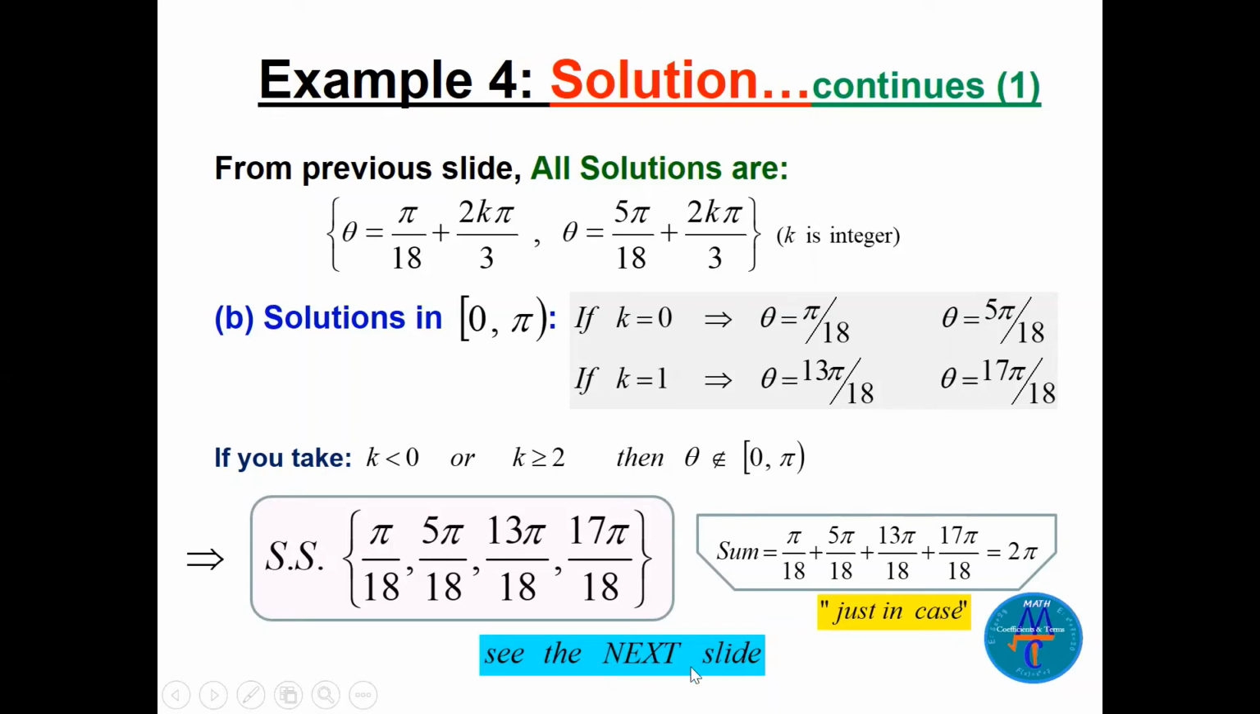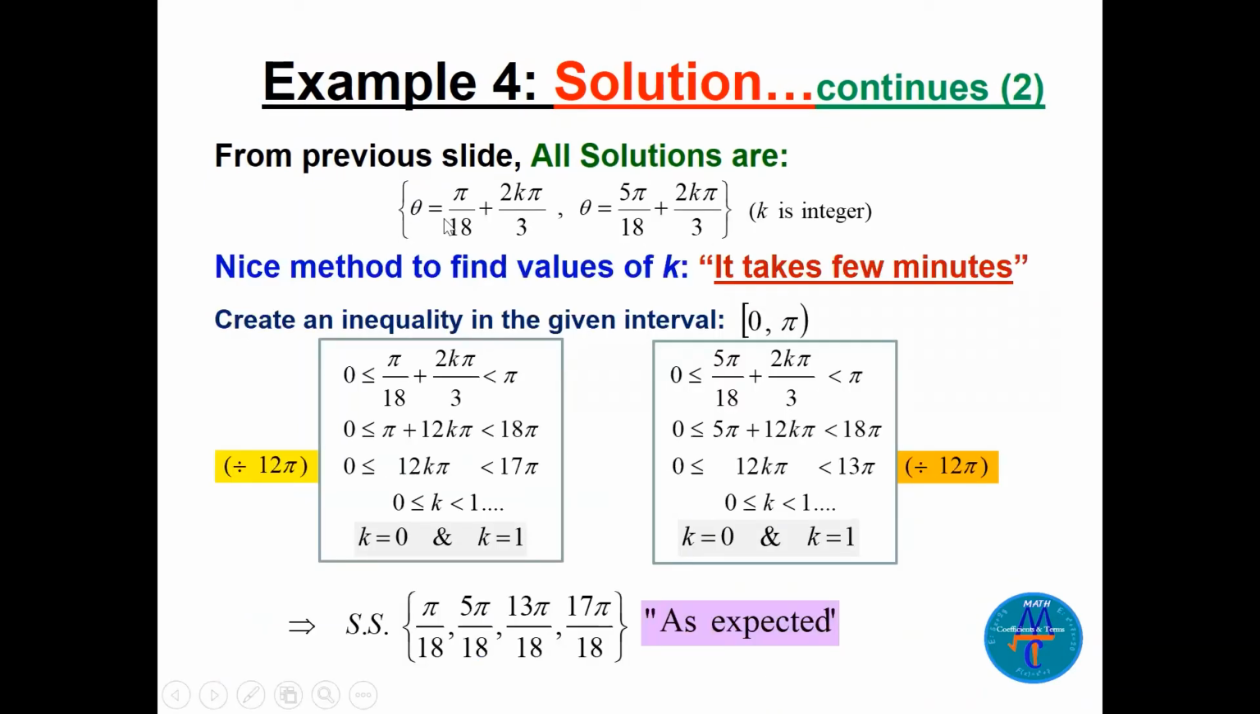In the next slide, I will show you another way to find these values of k. This is the thetas from the previous slide. Now we have 0 to pi. So let's create an inequality: theta between 0 closed and pi open. This is a compound inequality. I will try to solve for k, which is so easy now. Multiply by 18, subtract pi from each side, and then divide by 12 pi. You will get k between 0 and 1. So in this case, k will be 0 and k will be 1.